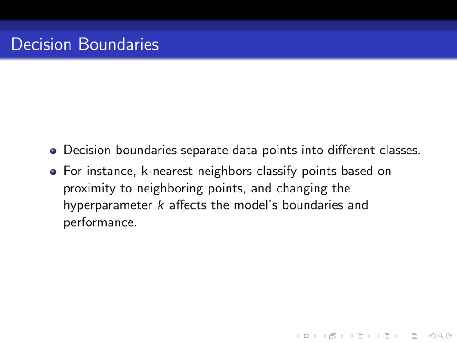Decision boundaries are key to understanding classification models. These boundaries separate data points into different classes. For instance, k-nearest neighbors classifies points based on proximity to neighbors, and adjusting the hyperparameter k changes the boundaries and can impact model performance.